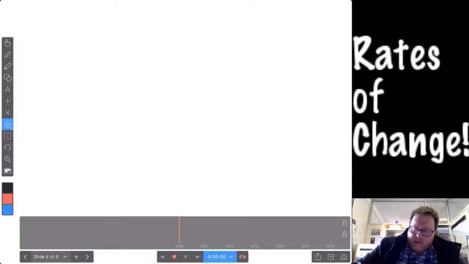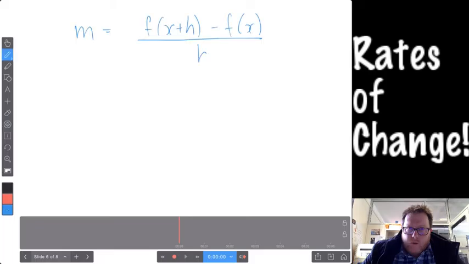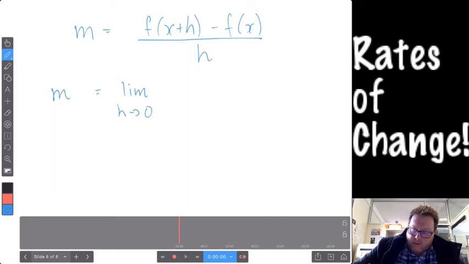Now h can be any value at all, but we want h to be a really tiny value. So what we're going to do is we're going to see what happens to this gradient when we let h approach 0, and this is called limit theory. And so we say that the instantaneous gradient is found by looking at what happens when h approaches 0 of f of x plus h minus f of x, that's the rise, over the run.